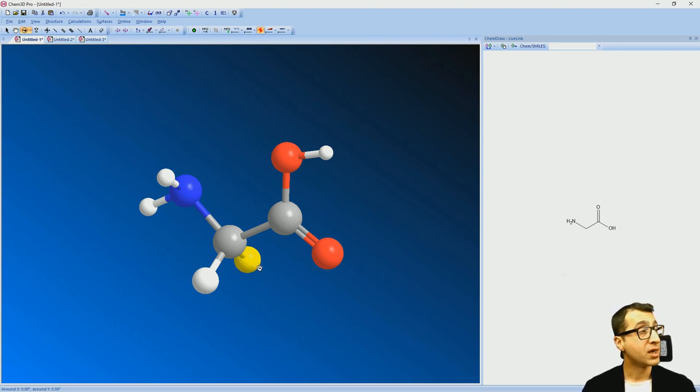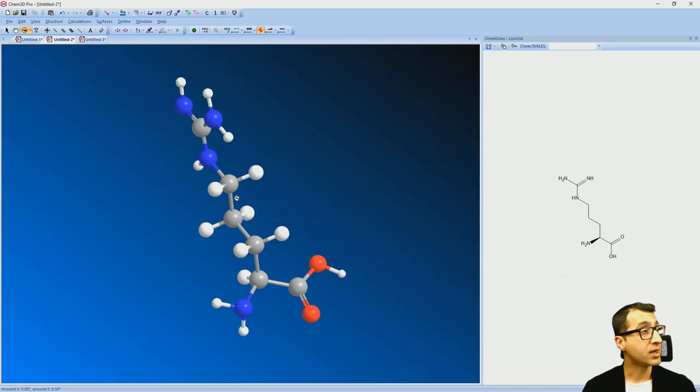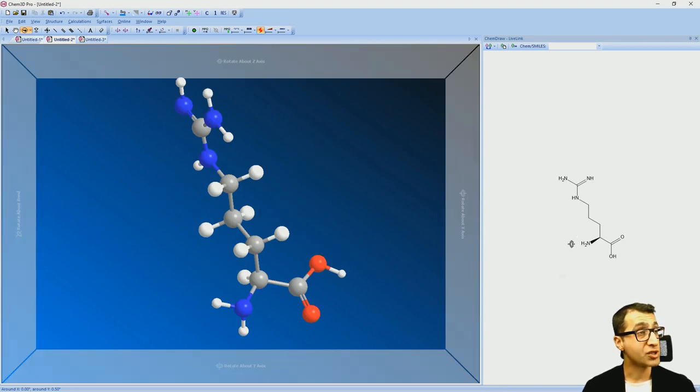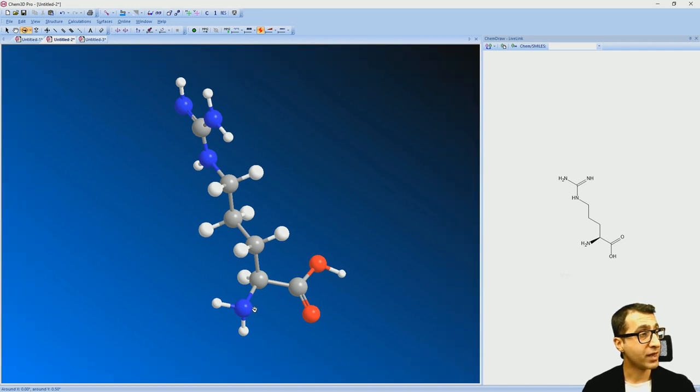And so to give you an example, this one here is arginine. Now it looks at first like a very, very different molecule, but if we have a look at the structure here, we can see that it has an amino group, which is this group over here. It also has a carboxyl group, which is this group over here. It has the alpha carbon, which has this hydrogen here.